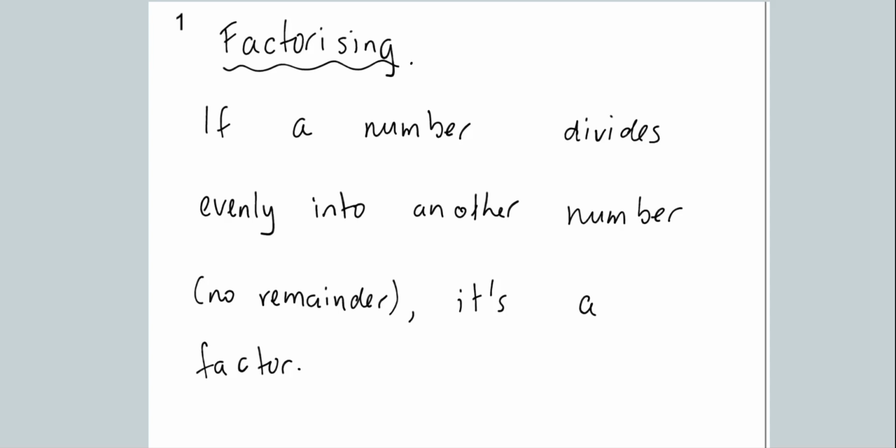Okay, so that's the no-brainer, I hope. But what I thought I might do is just replace the word number with the word expression, and that's basically, oops, put an expression divides evenly into another expression, no remainder, it's a factor. And that's also true in algebra.